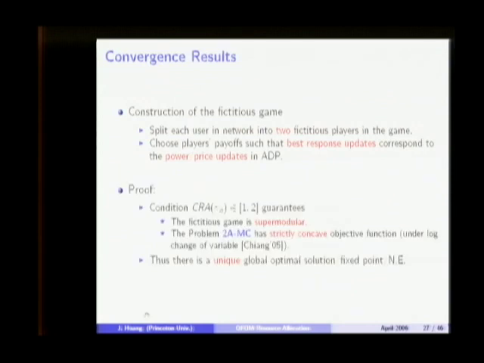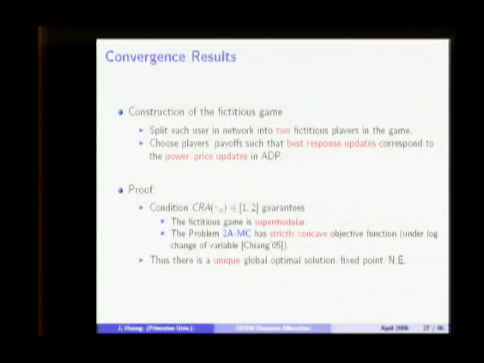And then if you look at the original condition in the theorem, this condition on the coefficient of relative risk aversion guarantees two things. The first, this game is supermodular after proper strategy transformations. And the second, this problem has a strictly concave objective function on the log change of power variables, and also a compact feasible set, which means there is a unique global optimal solution corresponding to a unique fixed point and a unique Nash equilibrium. And the global convergence can be proved.